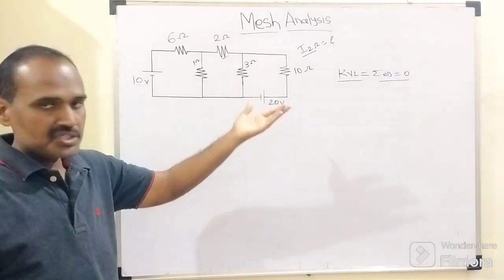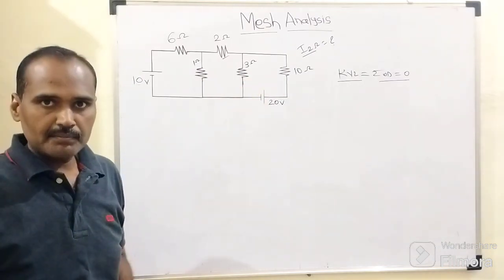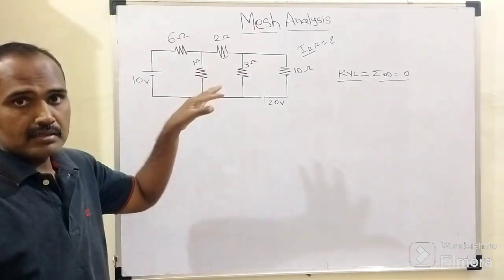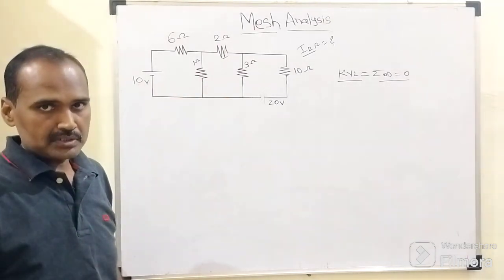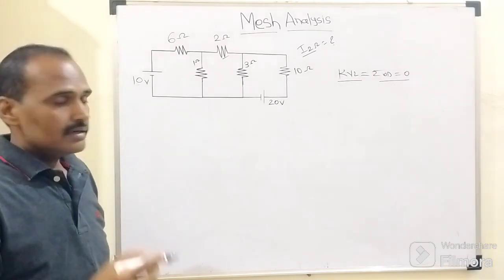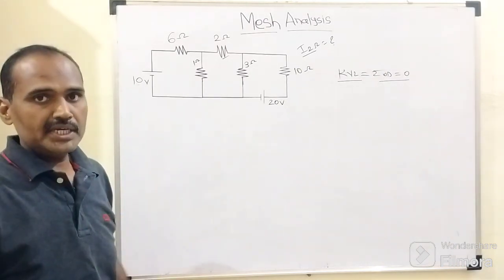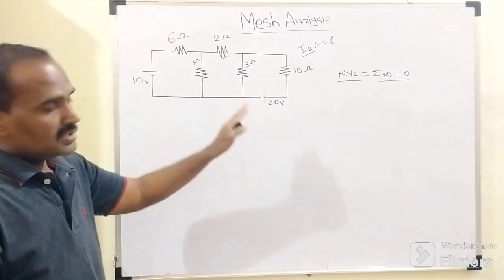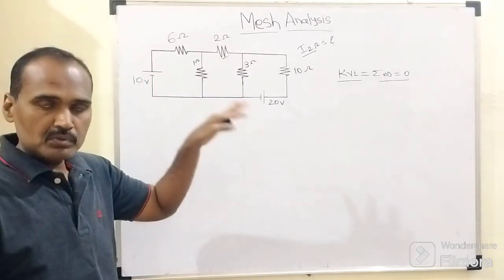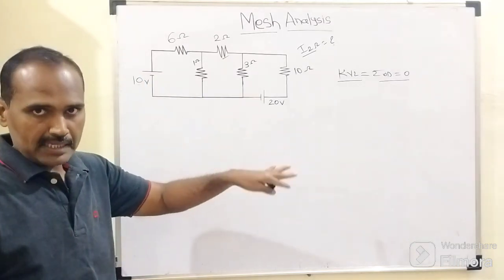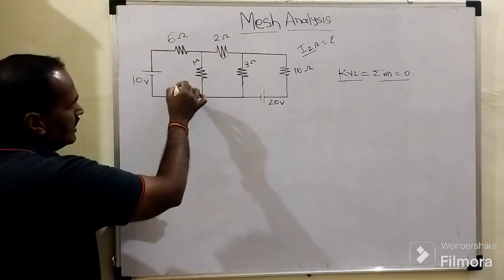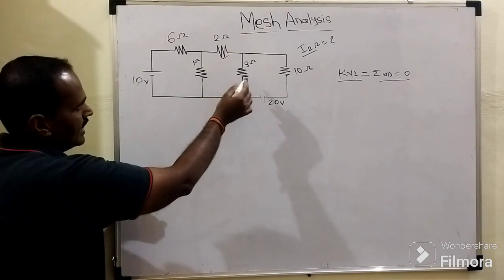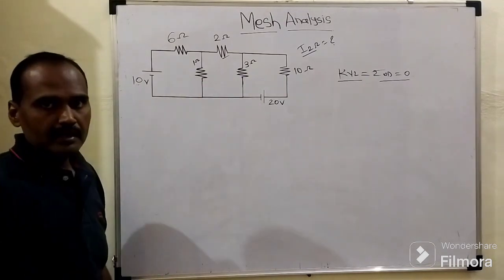Probably in the next session we will discuss another example in which we have one or two current sources along with voltage sources. As I told you earlier, the first step is to decide by observation how many closed conducting paths there are. See, this is the first closed conducting path, this will be the second, and this will be the third.